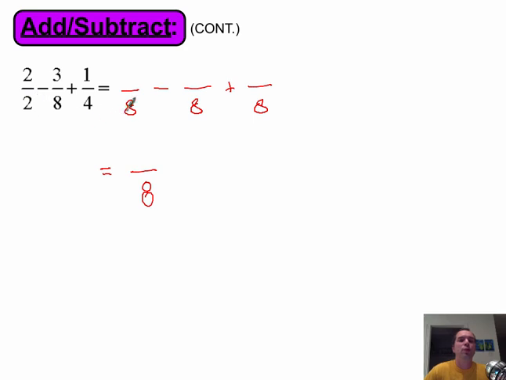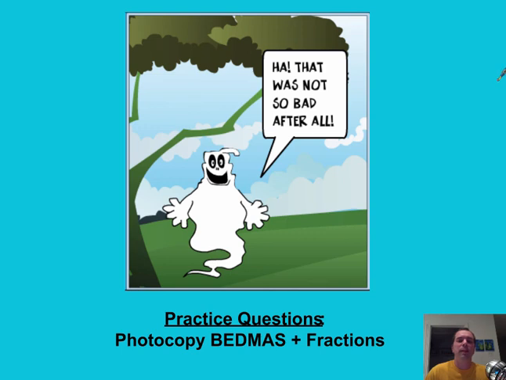So 2 goes to 8 by multiplying by 4. 2 times 4 is 8. 8 goes into 8 by 1, so that's just the same thing, so 3. 4 becomes 8 by multiplying by 2, so 1 times 2 is 2. So now I just look at the numerators. 8 minus 3 is 5, 5 plus 2 is 7. That's my answer, 7/8. So that wasn't so bad, was it?